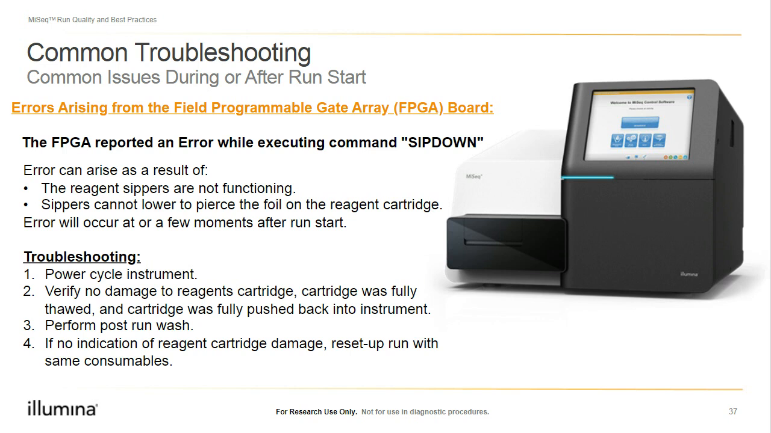If everything looks good, go ahead and perform the post-run wash to assess the function of the instrument fluidics and make sure the zippers themselves are not damaged. If there's no indication of damage to the instrument and the wash completes as normal, you may set up the run with the same set of consumables.